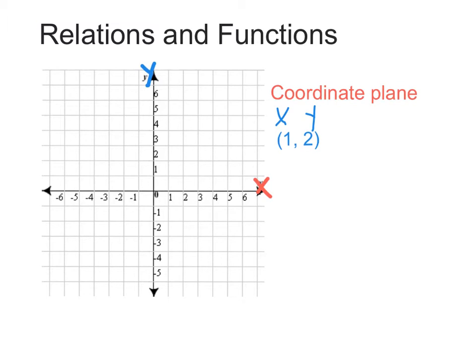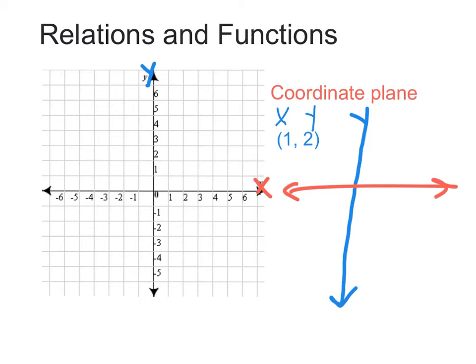I tend to think of it or remember it in this way. Y has this long line, right, that kind of looks like the long vertical line of the y-axis. And then you just remember that the x-axis is the other one.